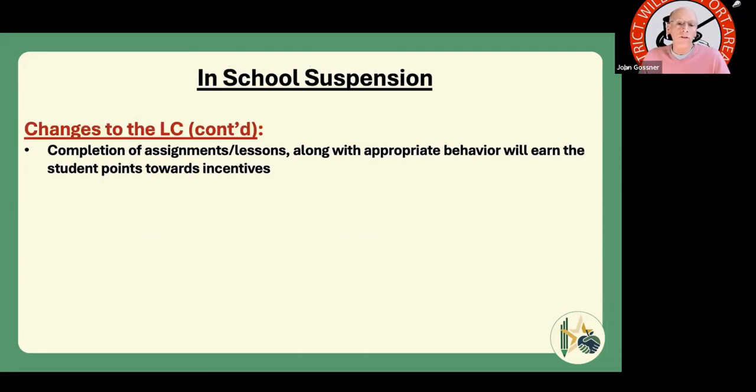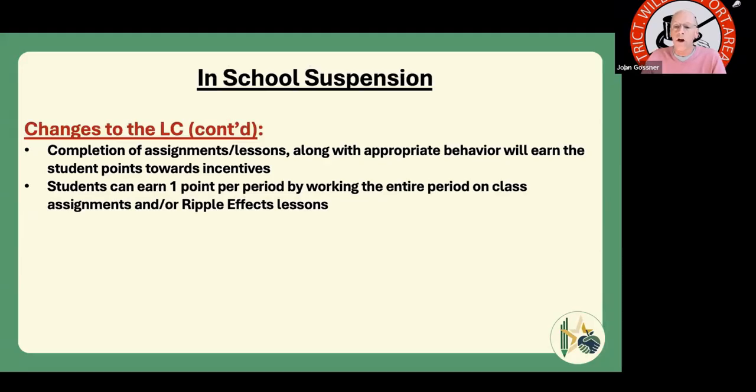Everything is built on a point system in the Learning Center. It's very, very simple. It's 1 point per period. You either get the point or you don't. You get the point by working most or all of the period on classwork and/or Ripple Effects lessons. So we keep it very, very simple.